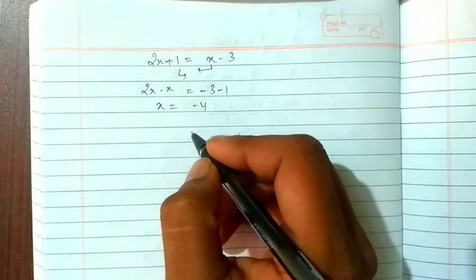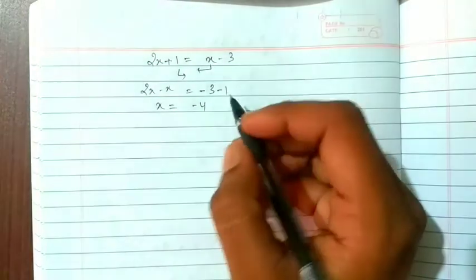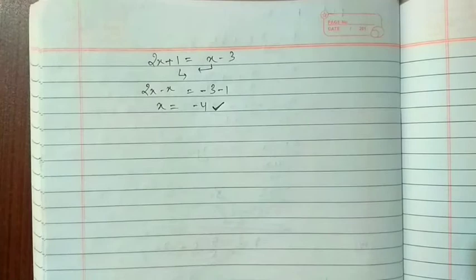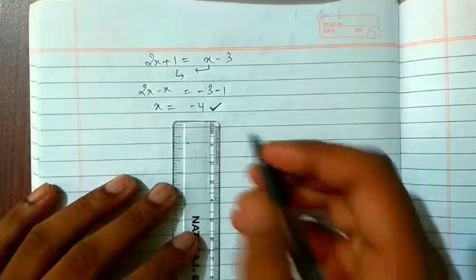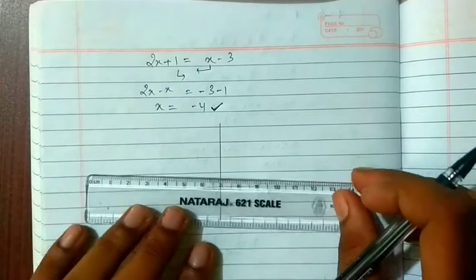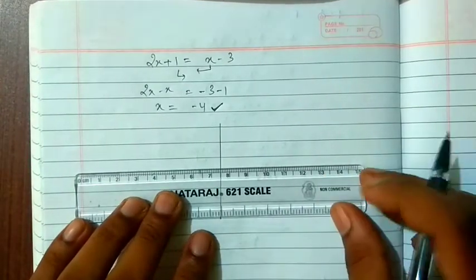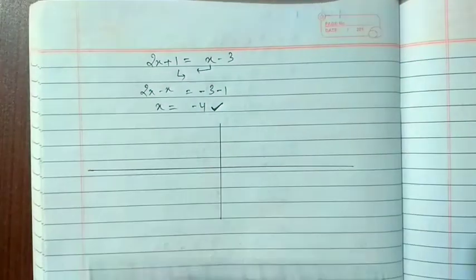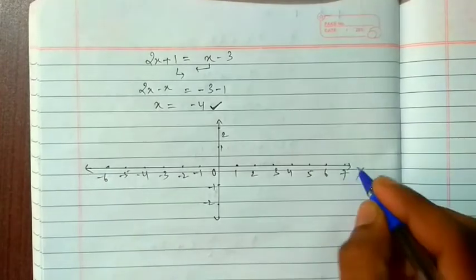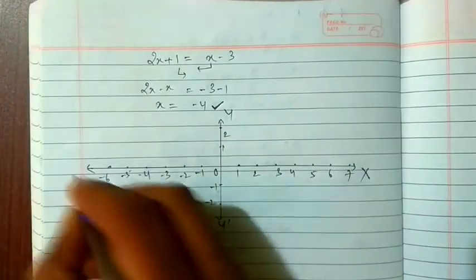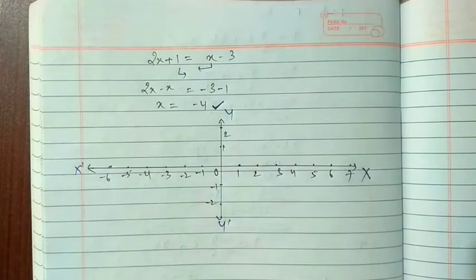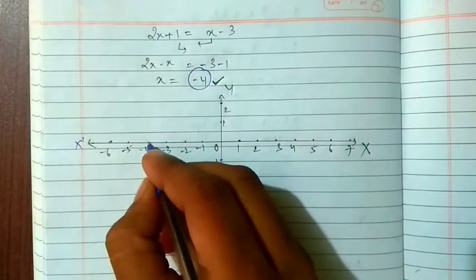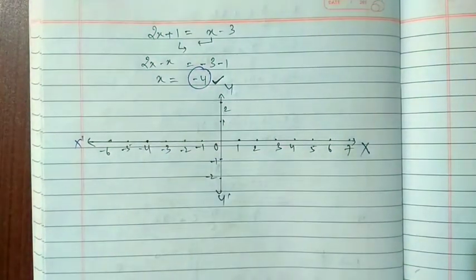Now we have to plot this line x is equal to minus 4. If we have a Cartesian plane, that is like this, this is your y-axis and this is your x-axis. Now you have the x-axis and y-axis. The question is, where is x is equal to minus 4? So this is the point where x is equal to minus 4.